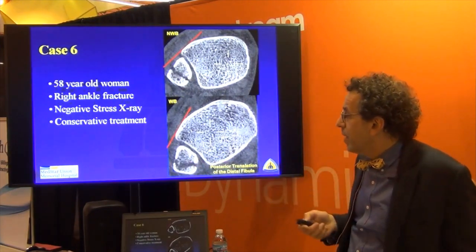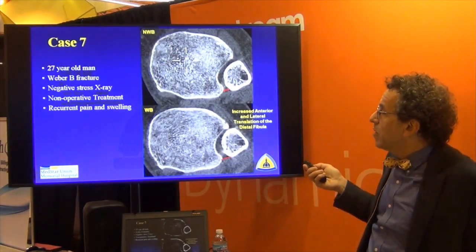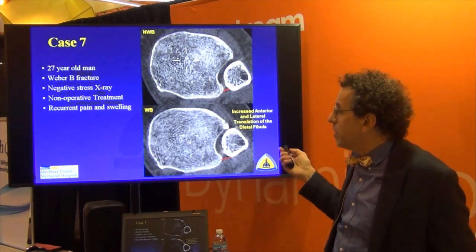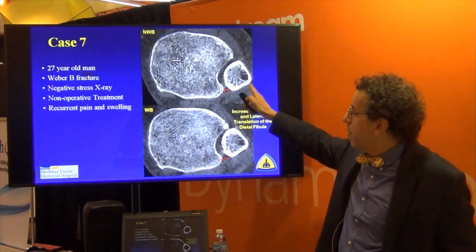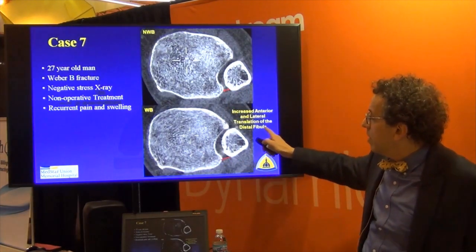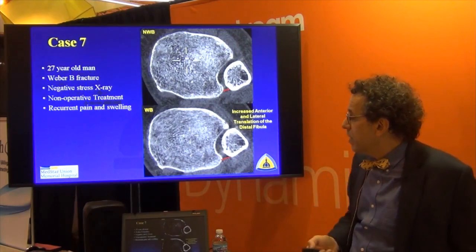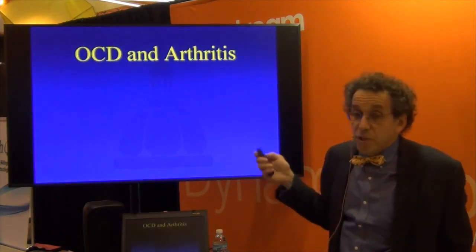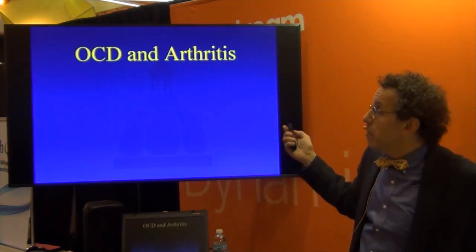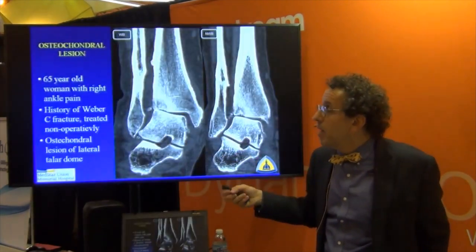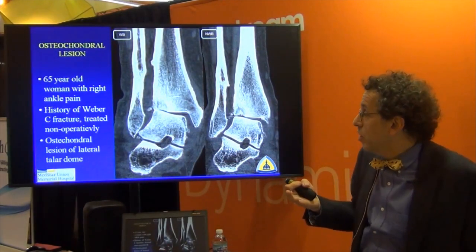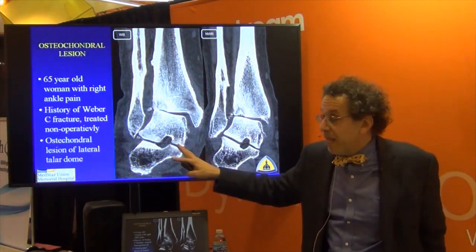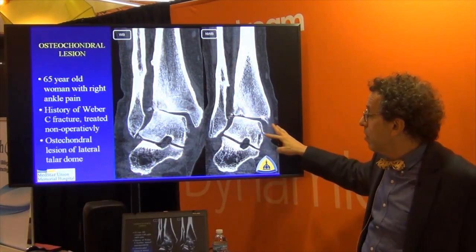you have to have a CAT scan. Case seven, this is a Weber B fracture, 27-year-old, non-operative treatment, non-weight bearing versus weight bearing, increased anterior and lateral translation of the distal fibula. You could also use this technology to look at OCD and arthritis to determine alignment and then to determine your plan of action.